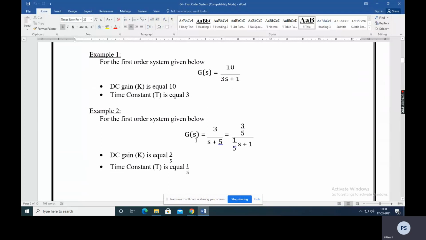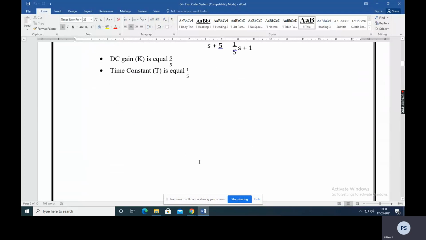Then similarly, another example, see there, 3 divided by s plus 5. Actually our system has to be in the form s plus 1, like that. So I am going to divide each and every term by 5. So what I am going to get is 3 by 5 divided by (1 by 5) into s plus 1. In that, 3 by 5 indicates the DC gain and T is 1 by 5.